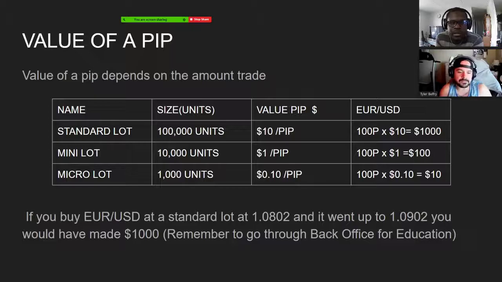So when you use a standard lot size, that's 100,000 units, so that's $10 a pip. If you caught a one pip move at a standard lot size, you made $10. But if you use a mini lot and you caught a one pip move, that's only $1. And if you use a micro lot, that's a 10-cent move and you've only made 10 cents. So when people say they've caught 50 pips, 100 pips, 200 pips, 3,000 pips or anything like that, you can determine how much they've made based on the value of the lot size they use.